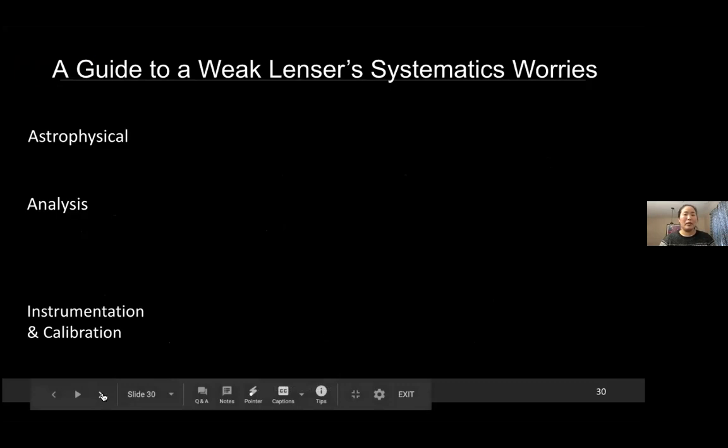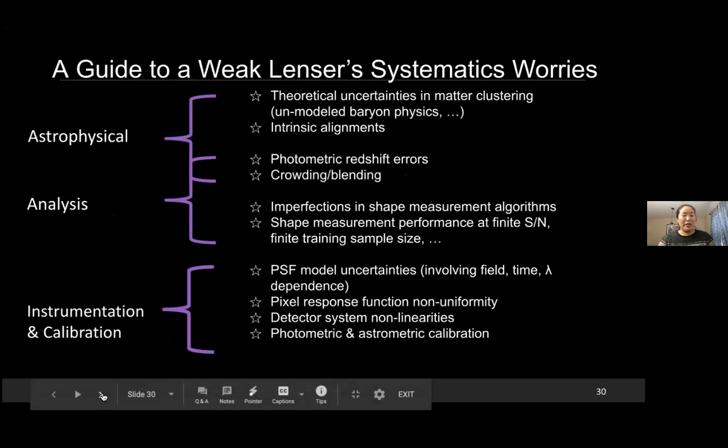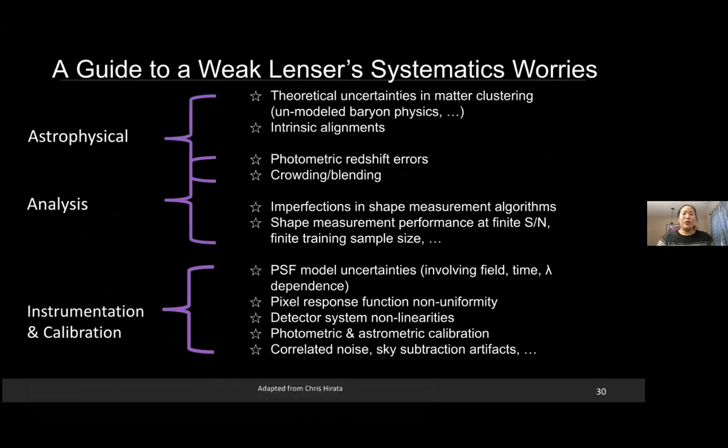I'm going to, again, just very quickly put up this list of systematics worries that we might be concerned about. Two things that we might have some impact from, that we have to be careful about how we treat, are the impact of baryonic physics, and also, as I mentioned earlier, that sometimes galaxies can be intrinsically aligned due to local gravitational tidal fields. And so that has to be taken into account in the model.